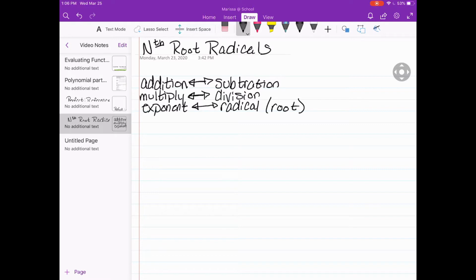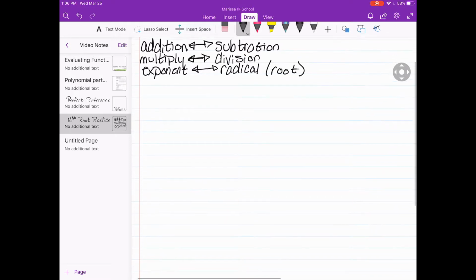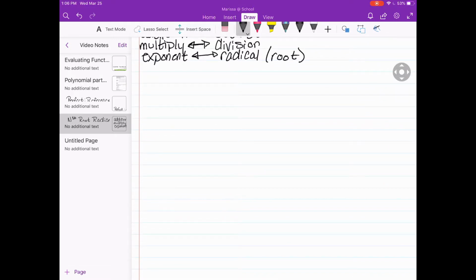So I'm going to give you some definitions. We always start with definitions, so that's where we're going to start, and then we'll go on from there. So starting with some definitions, the first definition I'm going to give you is square root.